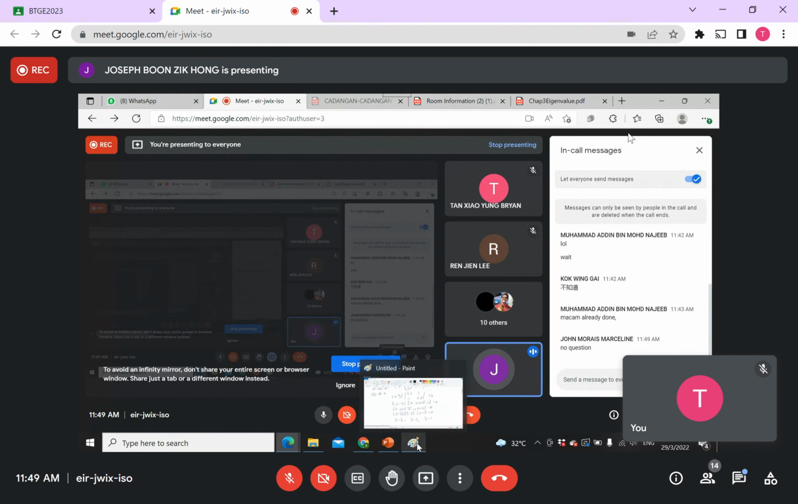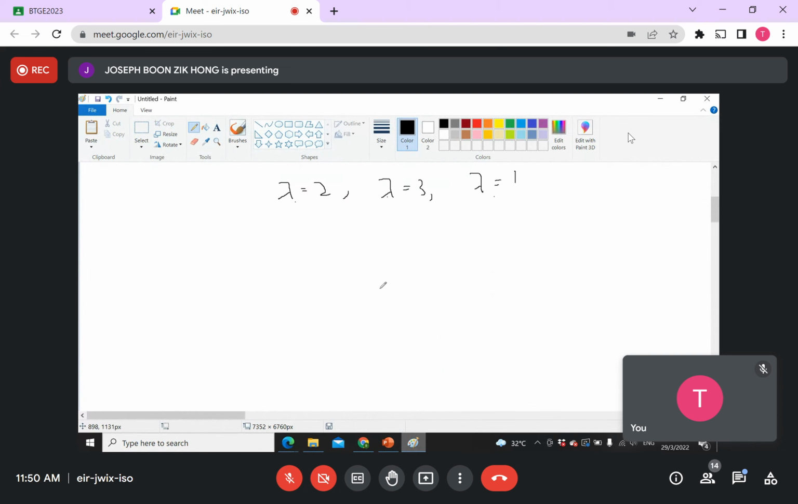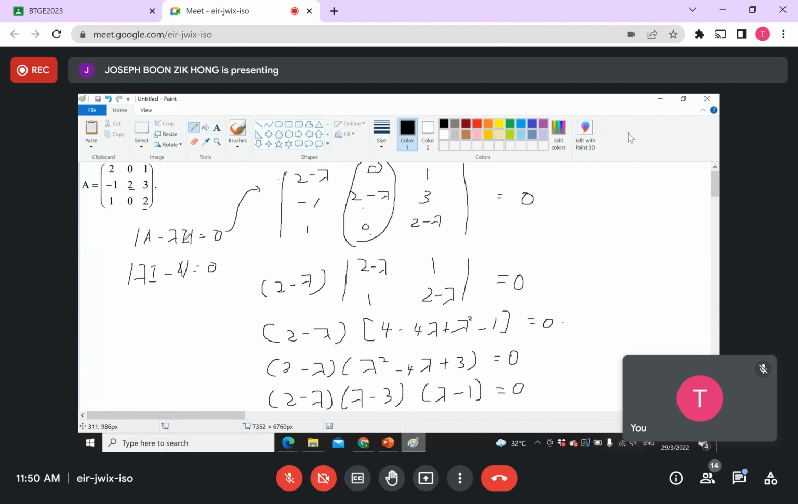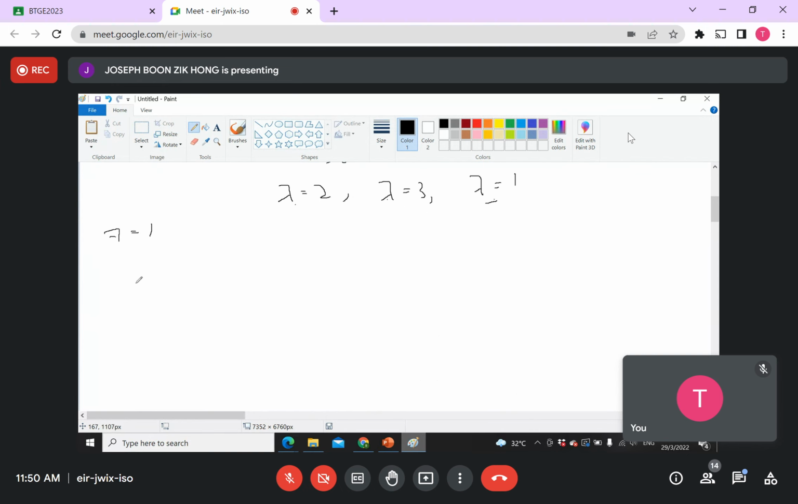Okay, so we continue. This one is to get the eigenvalue. From every different eigenvalue, you will have a corresponding eigenvector. Let's see, I take 1 first. How are you going to get the eigenvector? You plug in the eigenvalue you choose. Let's say 1. Then plug in here, it will become 1, negative 1, 1.